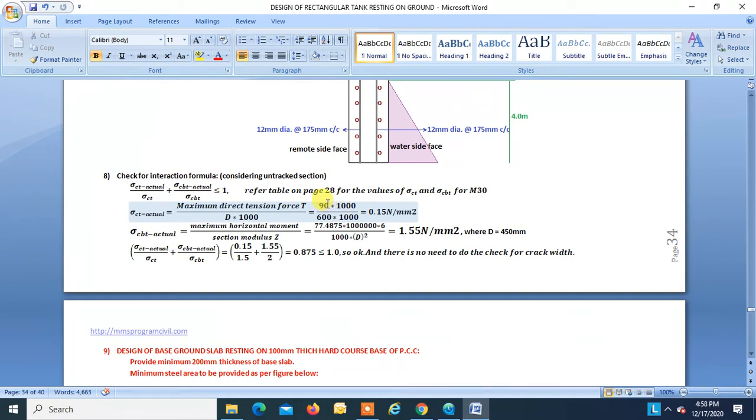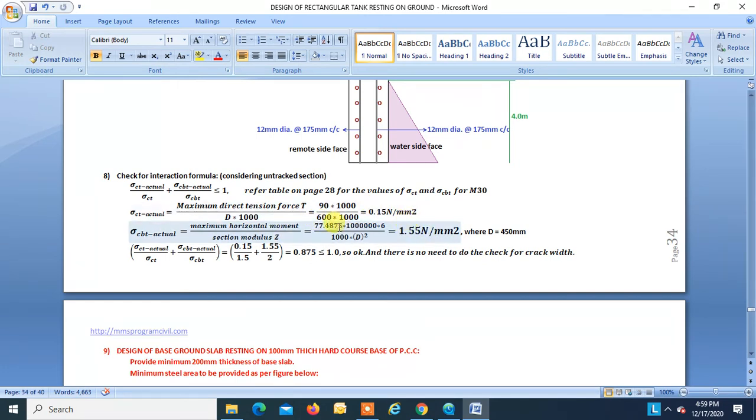So 90 kilonewton is the maximum direct tension force. So this is equal to 0.15 newton per mm square. Maximum sigma cbt is the maximum horizontal moment, that is M divided by Z. Z is the modulus of section, right? So that is found to be 1.55.